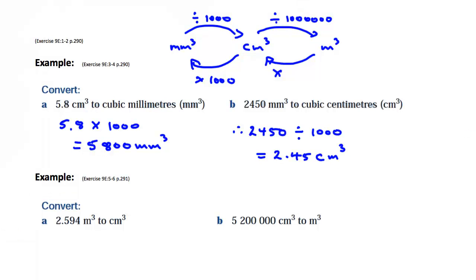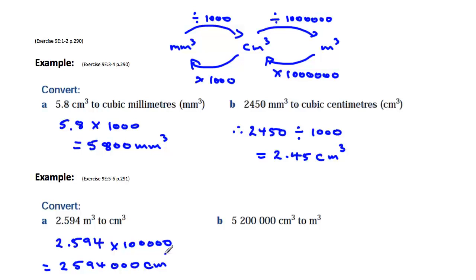All right, so you can see the conversions are not that hard. What about metre cubed to centimetres cubed? Well, we'll take our number, 2.594. We're going from metres back to centimetres, so it's going to be a times. And there's a million of them. 1, 2, 3, 4, 5, 6. So when we take 2 and times it by a million, we get 2 million. So it's 2,594,000 centimetre cubed in that many cubic metres.